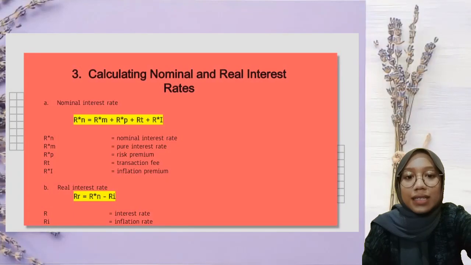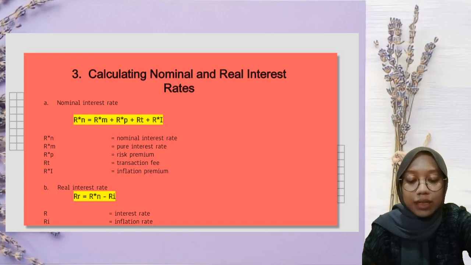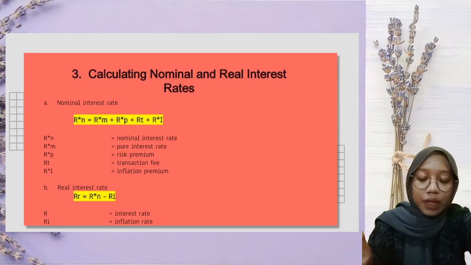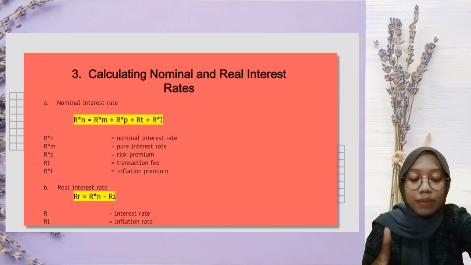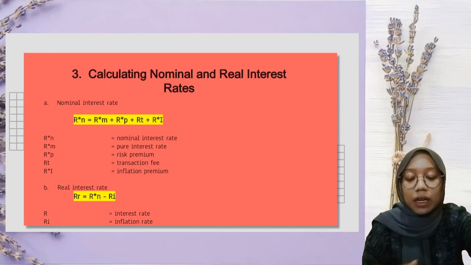And next is calculating nominal and real interest rates. So, nominal interest rate RN equals RM plus RP plus RT plus RI. And real interest rate RR equals RN minus RI.